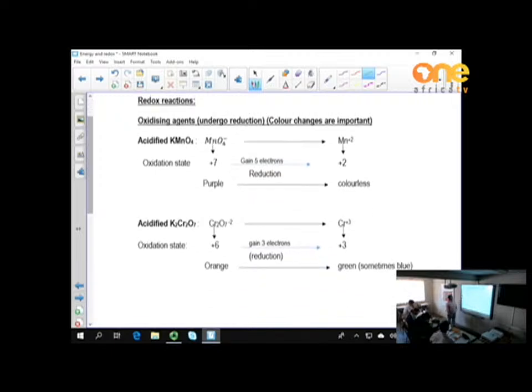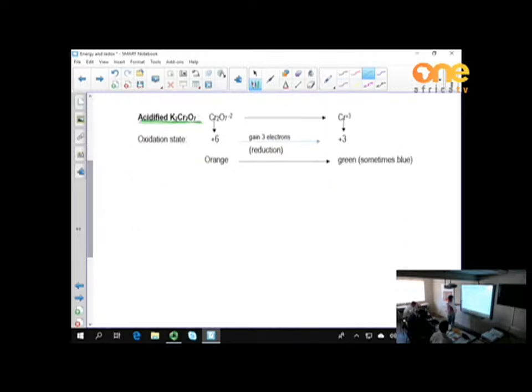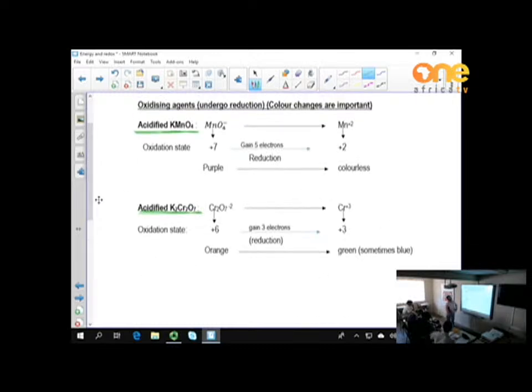Now your syllabus refers specifically to specific oxidizing agents and to specific reducing agents. The potassium permanganate is one. Acidified potassium dichromate is the other. And you must know or be able to recognize these reactions as well as their color changes. That's very important. All right?